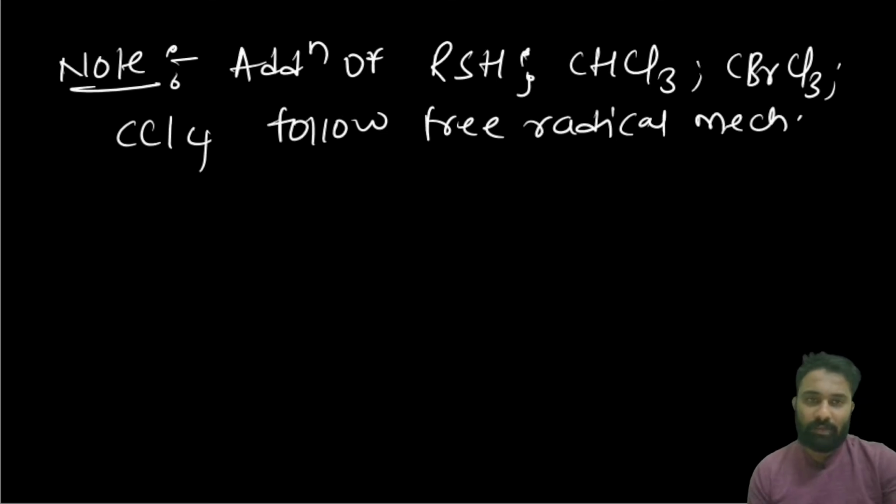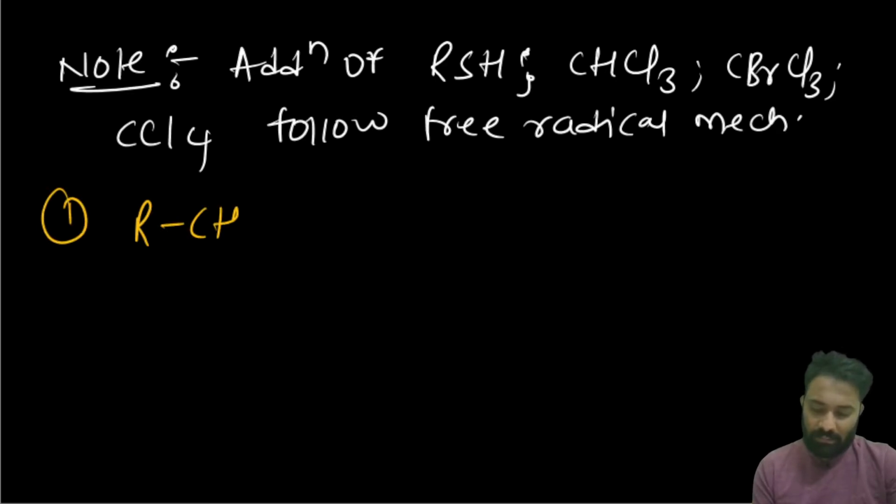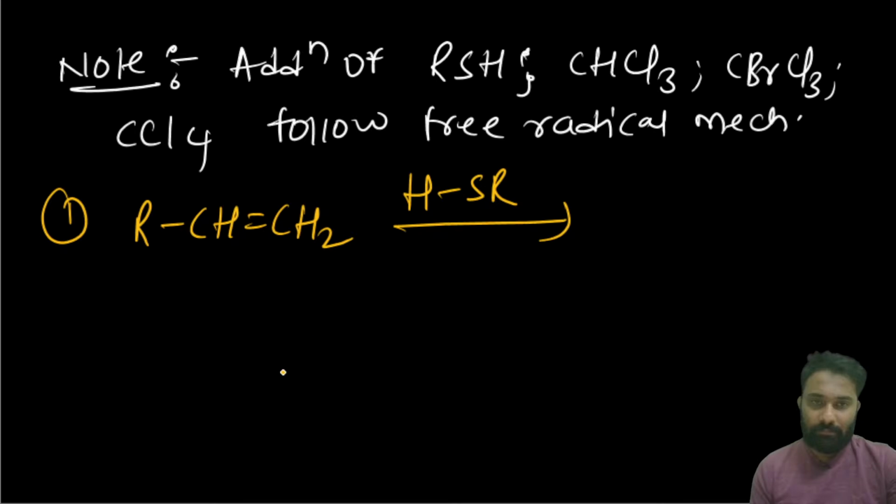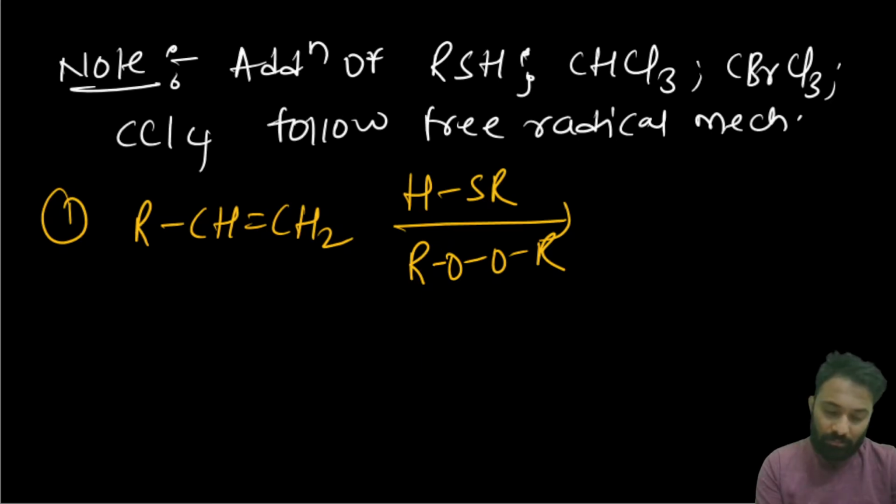How will it follow the free radical mechanism? Now we'll see. First, an unsymmetrical alkene is treated with HBr in the presence of peroxide. This is an organic peroxide, right? In this organic peroxide, it will break homolytically. Here also it will break homolytically.